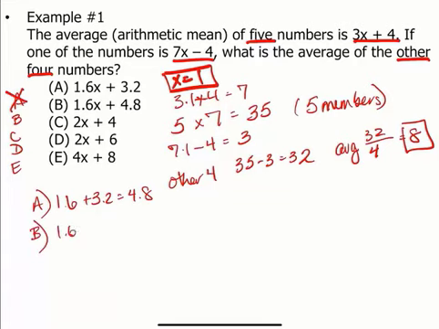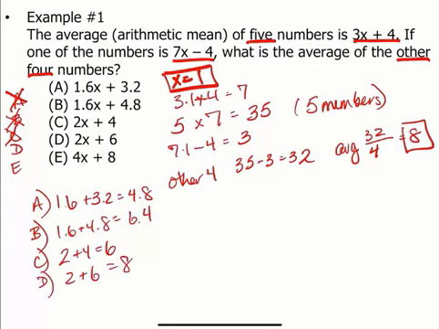B, 1.6 plus 4.8, again, not a whole number. Turns out that equals, what, 6.4? Nope. Answer choice C, 2 times x is 2 plus 4 is 6. Not equal to 8. D, 2 plus 6, that's better. That gives us 8. We're looking very hopeful for D, but let's check E because we want to check all 5 always. 4 times 1 is 4, plus 8 is 12. Too big. So the correct answer is D.